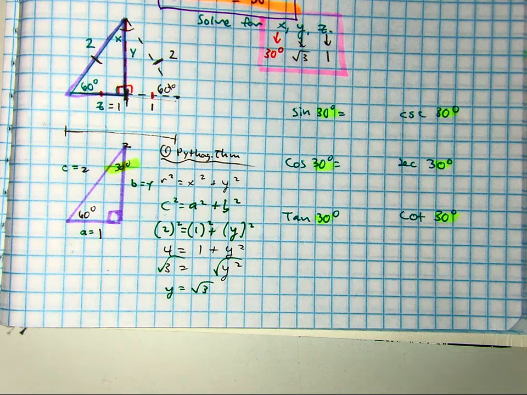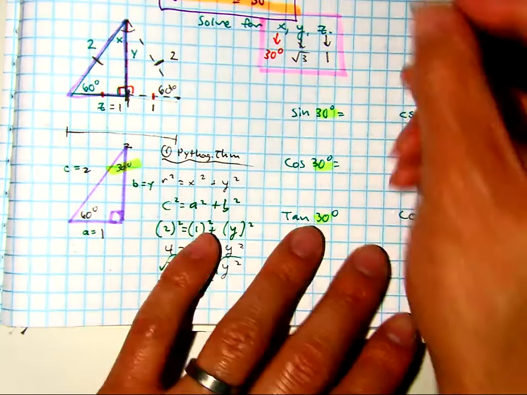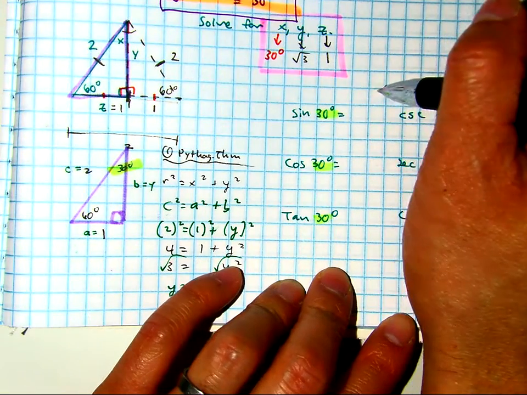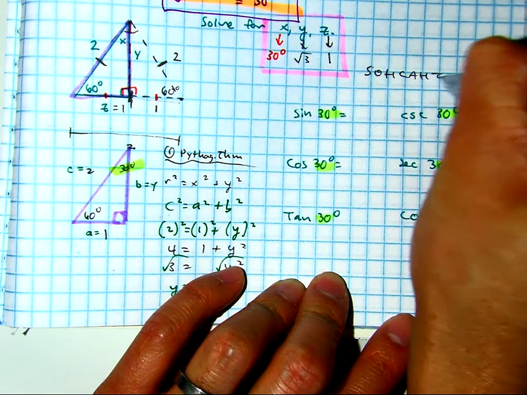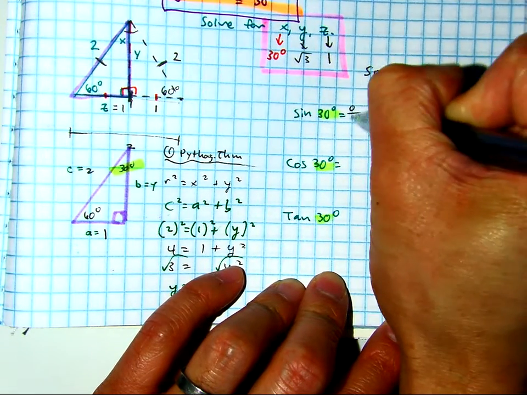Which two sides is sine? Remember, use SOHCAHTOA as a way of helping you. Opposite and hypotenuse. Correct. From 30 degrees, what is the opposite side, Manal?